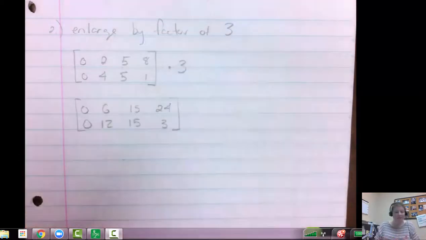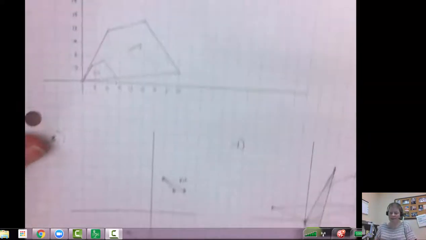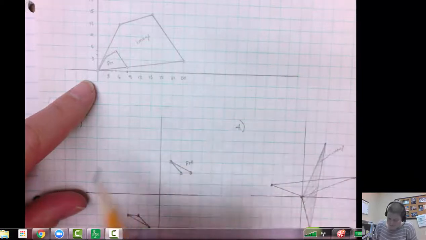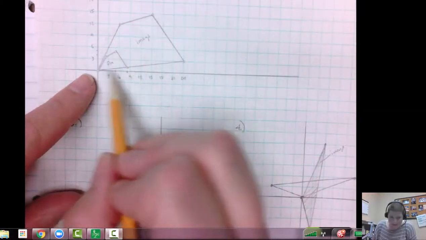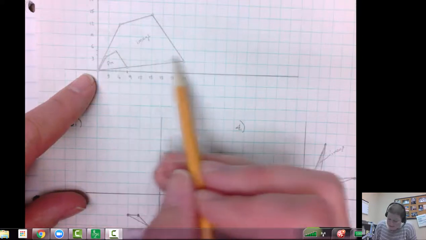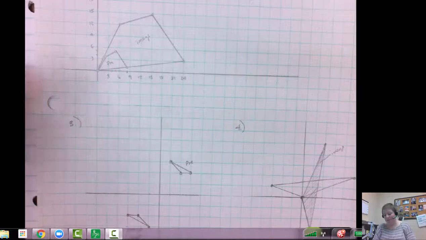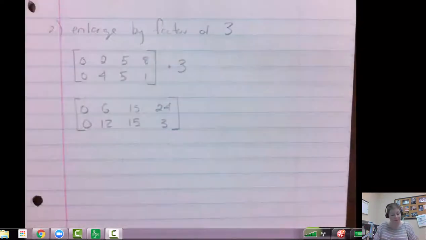And I did graph these to show you. So here is the original. It went all the way to 24 because I did it by 3. So here's my original here, and those are my points that are graphed. And then you can see when I times it by 3, it's 3 times larger with this shared 0, 0 point. Okay, definitely looks 3 times larger. So it definitely looks like we did it correctly.